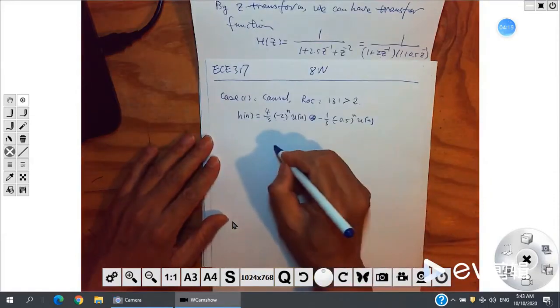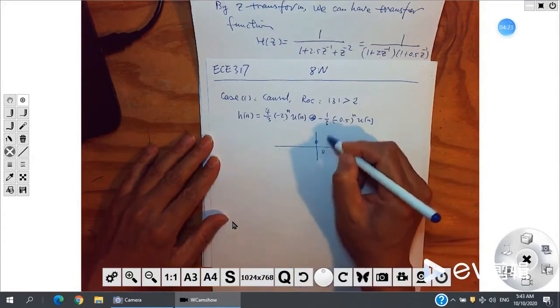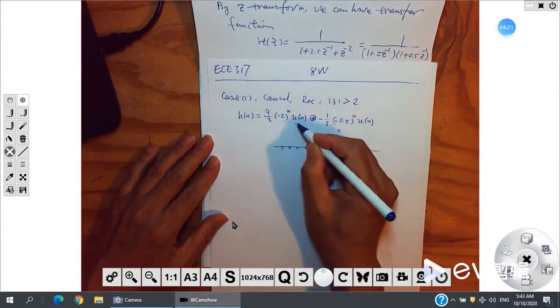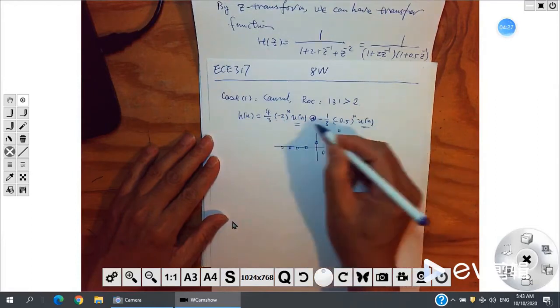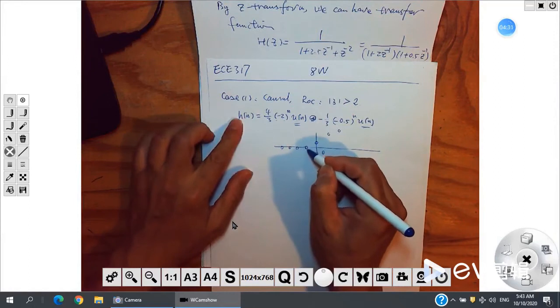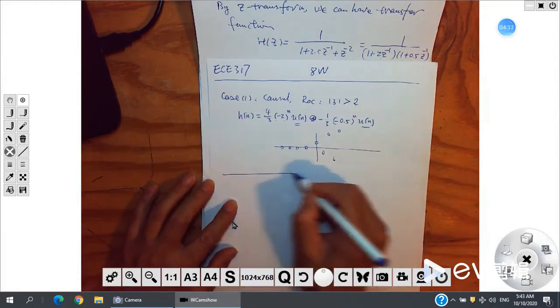The graph will look like some value like this, and for negative n's, you check the u of n, right? You have u of n. So when n is negative, the value of h should be 0. Okay. This is the first case.